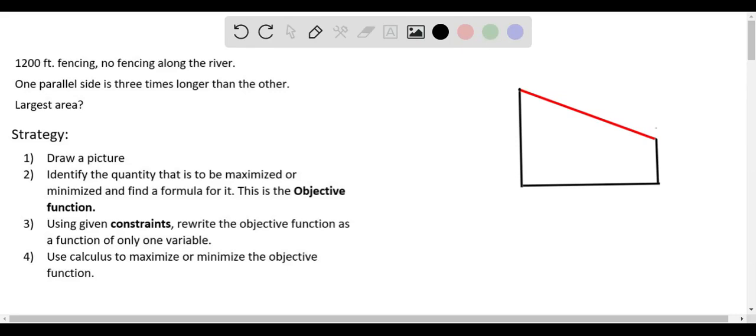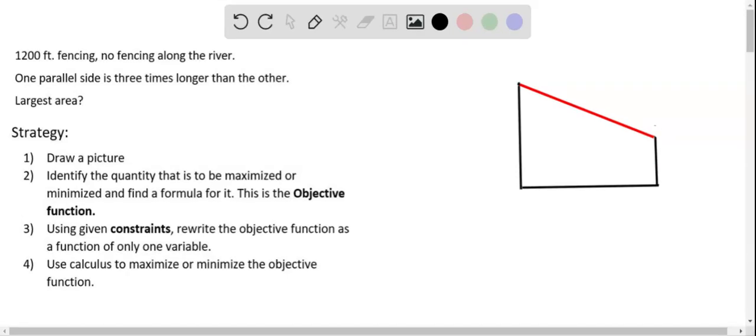In this problem, we are given that a farmer has a trapezoidal field along a river with 1,200 feet of fencing. And we are also given that one of the parallel sides is 3 times longer than the other. So in this situation, we have to calculate the largest area.